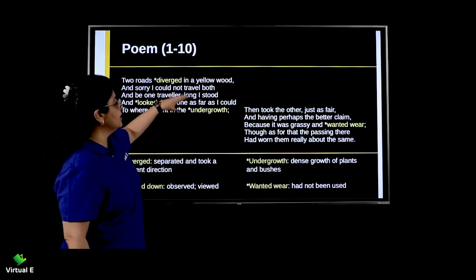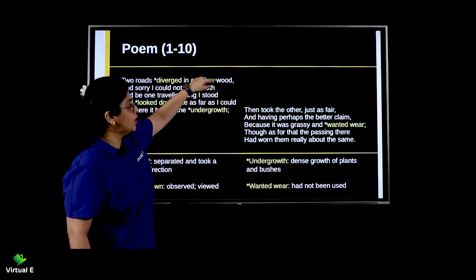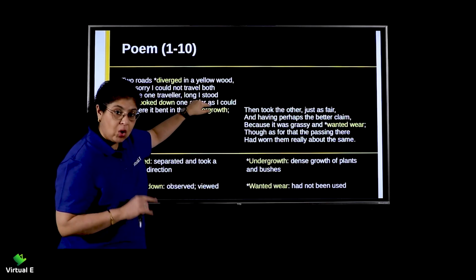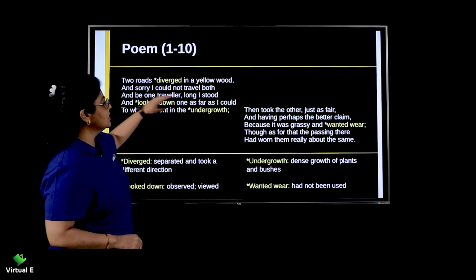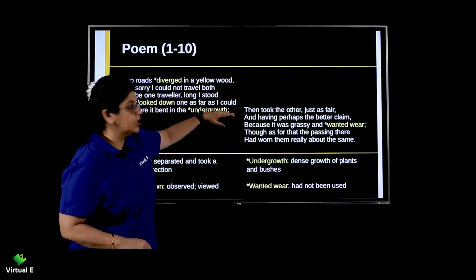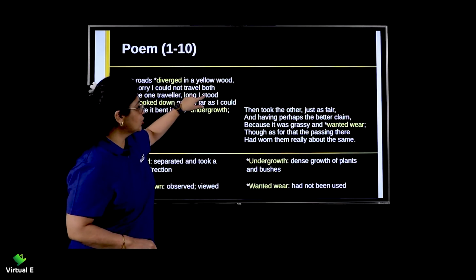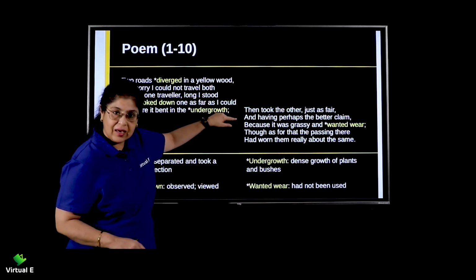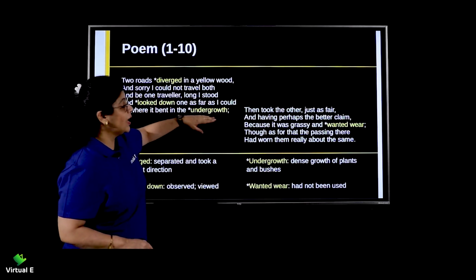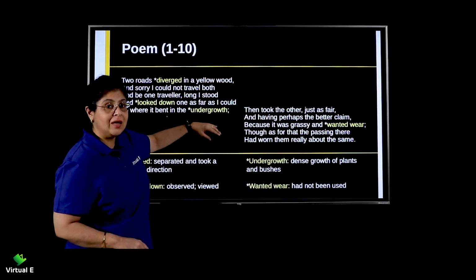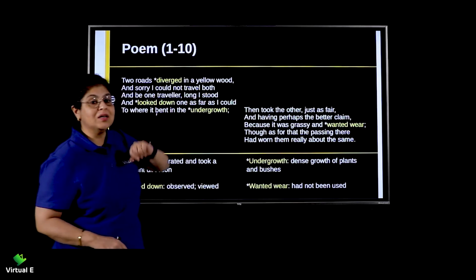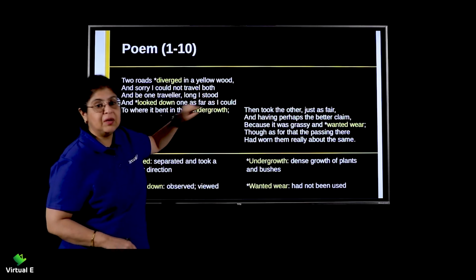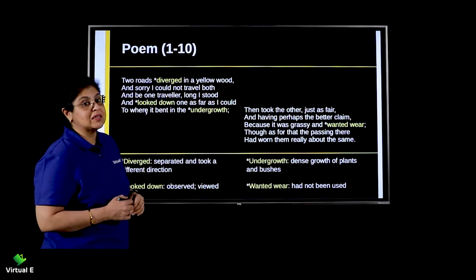And B, one traveler, long I stood. Now, wood and stood is rhyming. So, this was A, so this is also A. And looked down one as far as I could. So, now you see wood, stood and could. They are rhyming. So, A. Both and growth. Okay, both and growth are rhyming. So, B. So, what is the rhyme scheme here? A, B, A, B. That's the rhyme scheme that has been used.